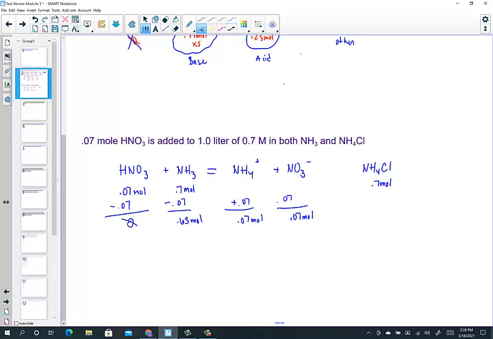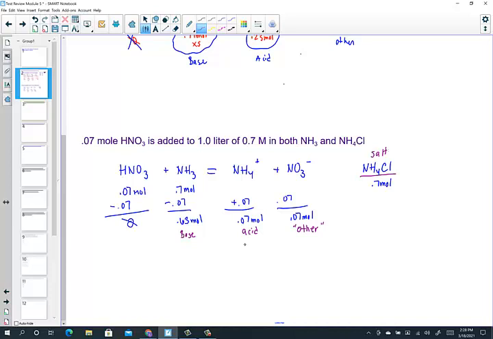Since nitrate, NO3 negative, is the anion of a strong acid, it will not undergo hydrolysis. So this is considered not an acid, not a base. It's the quote, other category. Here I can see the major species is the base. I can see the major species is the acid here, ammonium, and I have nitrate. And what about this salt that we added?